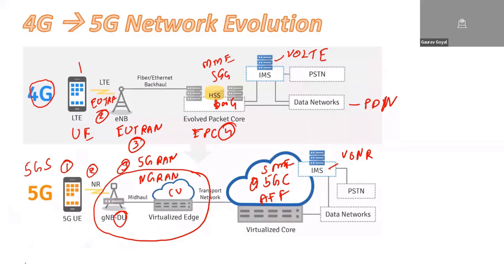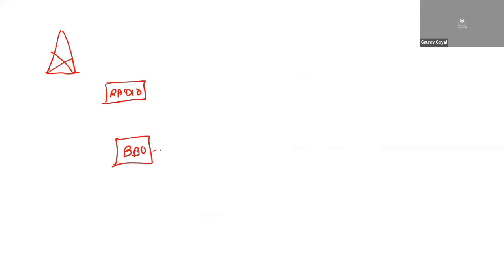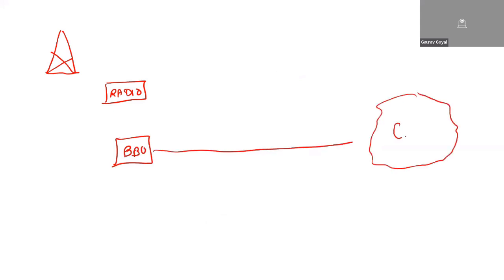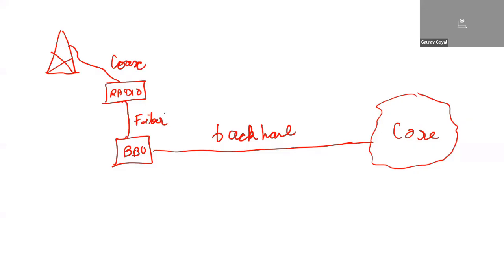So let's remind ourselves of a couple of things about LTE RAN architecture. I remember when I was teaching LTE, there is one antenna here, one radio, and one BBU, all these things on the side. And the BBU is connected to the core with the help of this pair, right? Between radio and antenna, there may be a coax cable, and here there can be a fiber, right? So there is an antenna, radio, and BBU to connect backhaul to the core.